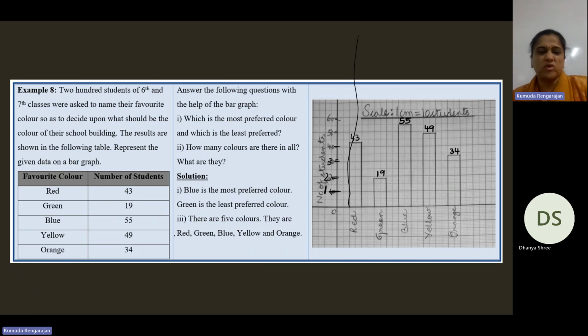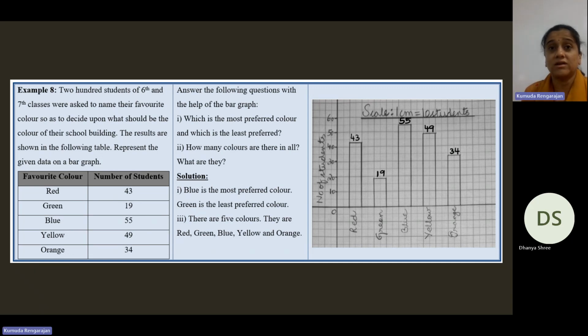So that's too tall for this data. There are only 5 entries here. So that's too much. As we do a few sums, you will understand what is meant by not too tall, not too short. So the scale I have chosen here is on the y-axis, 1 centimeter is equal to 10 units or 10 students.